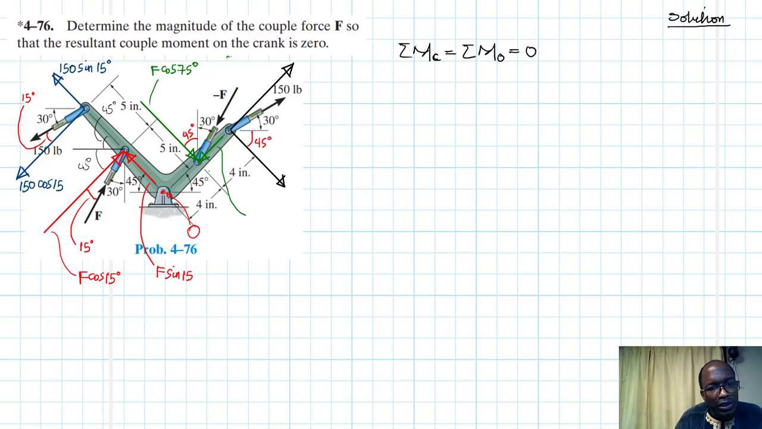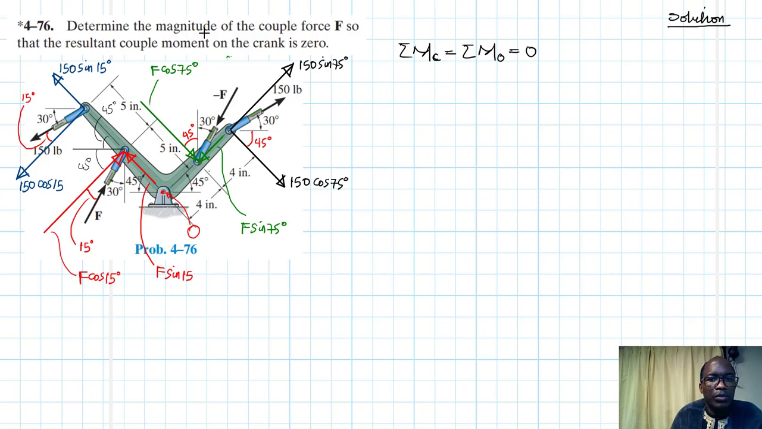Then this one here is F sine 75. Then this one is 150 cos 75. This is 150 sine 75. All right, so we have all the information.